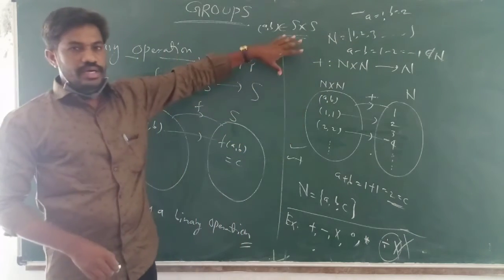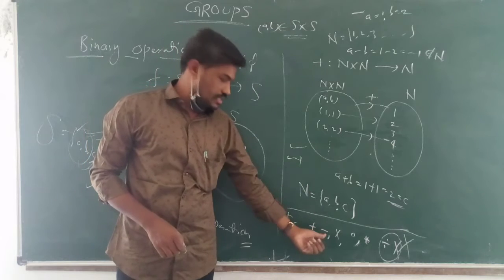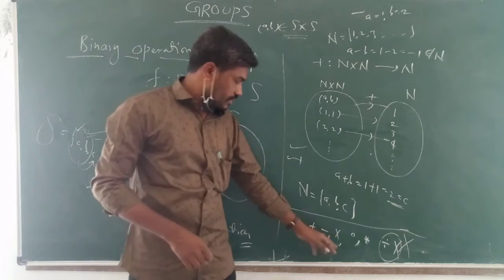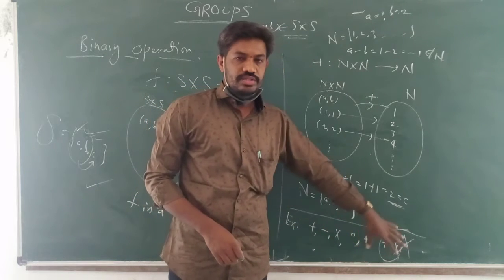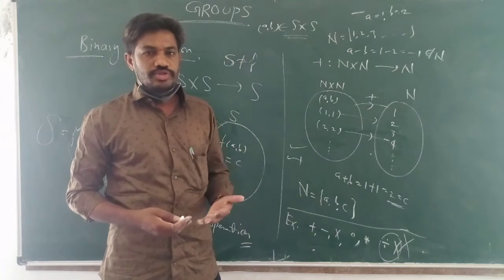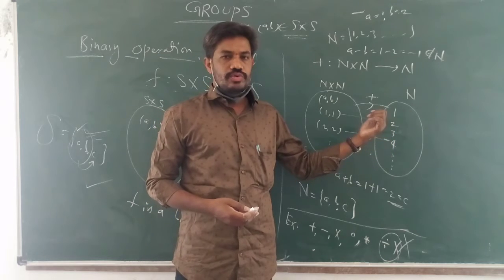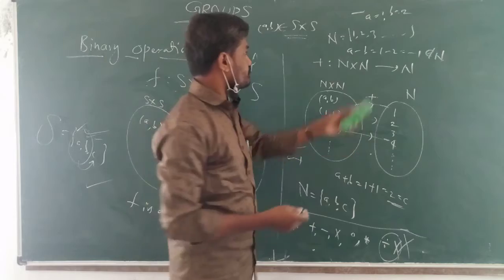So this is the binary operation definition. Most important are the symbols: plus, minus, multiplication, cross, circle, and star. These are also binary operations. Next, some properties: closure law, associative law, identity law, inverse law, and also commutative law. First, today we discuss the closure property.